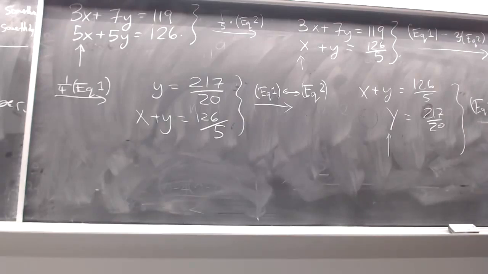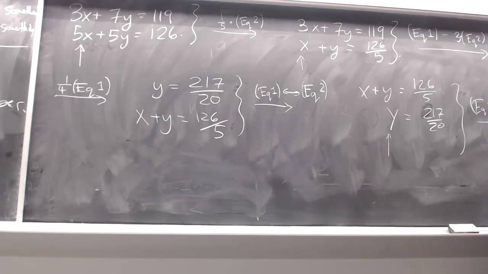So I've got x equals whatever this minus this is, which is 287/20. That's what my first equation becomes, and then this one's just y equals 217/20, right? So I've got the right kind of format for my answer. And then if you see what that actually is, it's 14.35, and this one is 10.85.